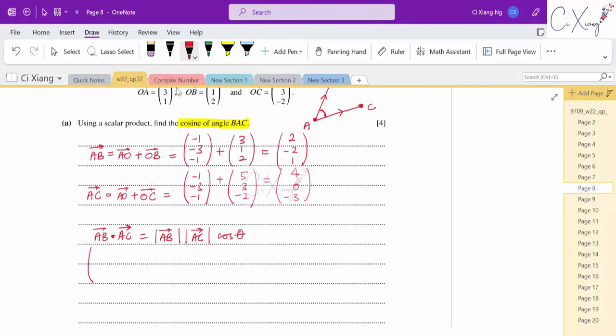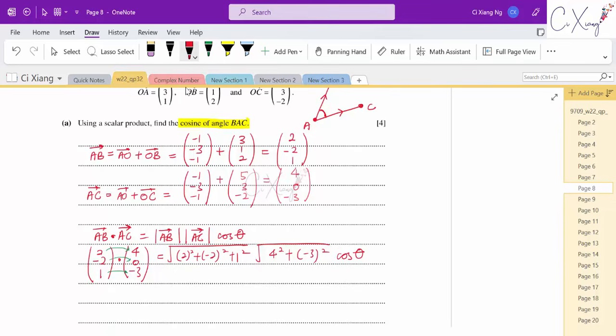Right, so AB dot AC equals the modulus of AB, where we have 2 square plus -2 square plus 1 square. And for the modulus of AC, we have 4 square plus -3 square, then with the value cos theta. To get the dot product of AB and AC, you multiply the x component with x, y with y, and also z with z, and you add them together.